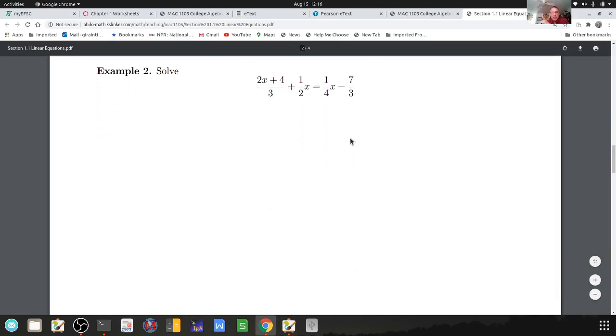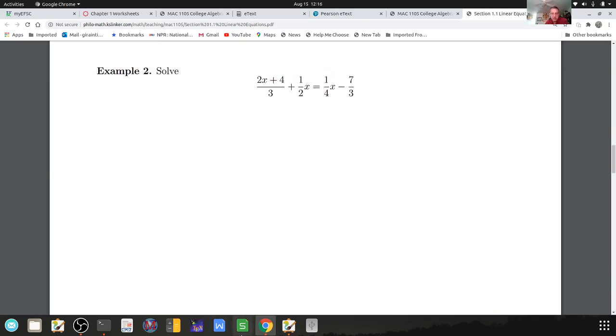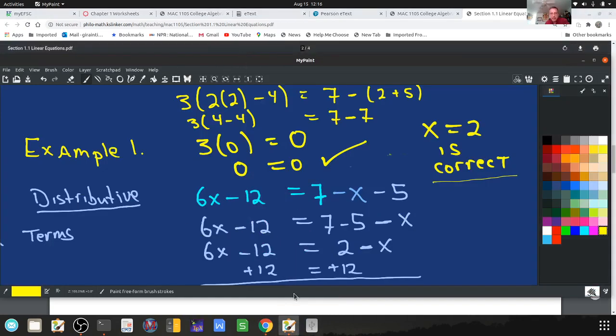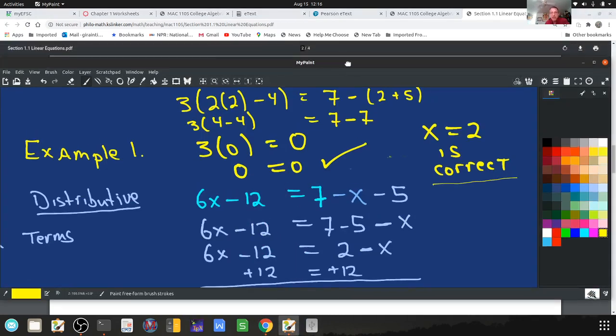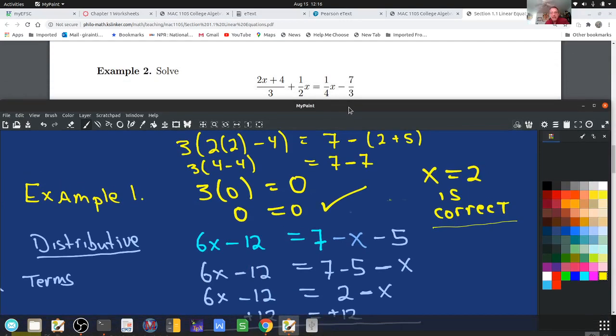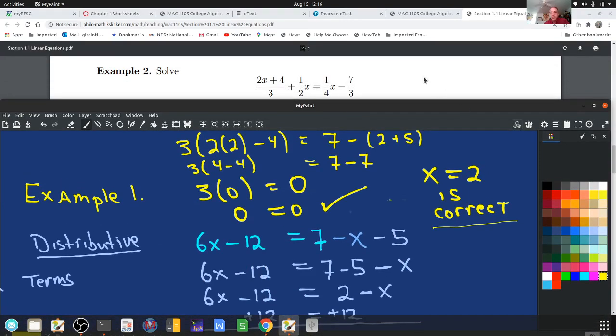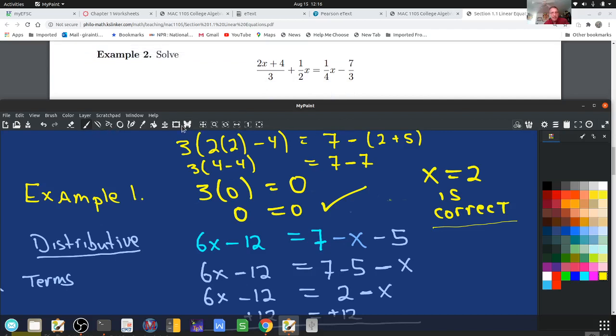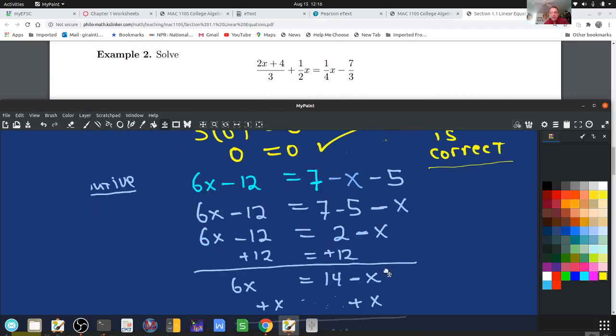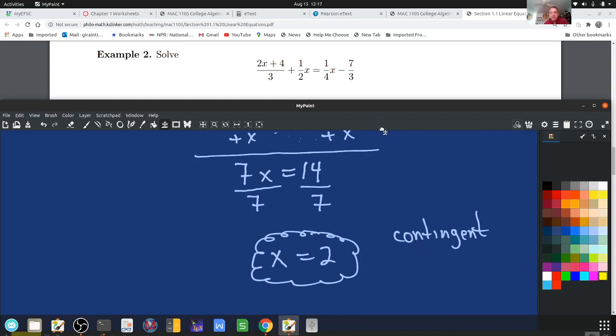So now let's solve this next one. It has the dreaded fractions. And we're going to see fractions again and again and again in this class, and there's no getting away from it. But we're going to actually make this so much easier by finding the LCD of the denominators.